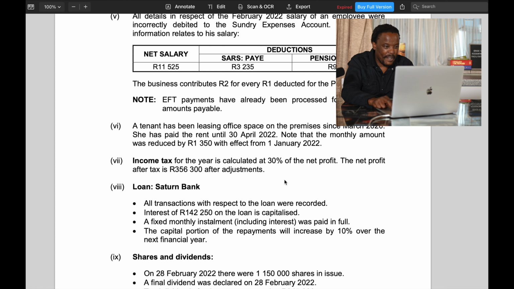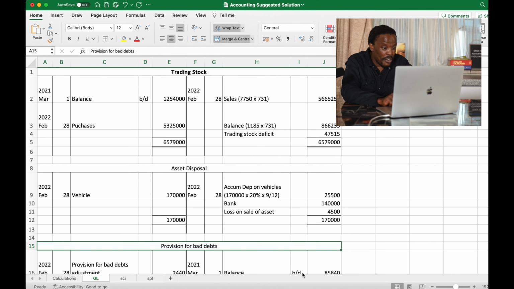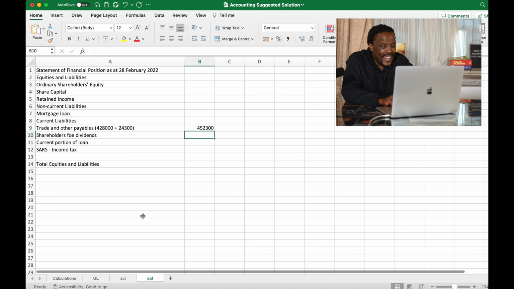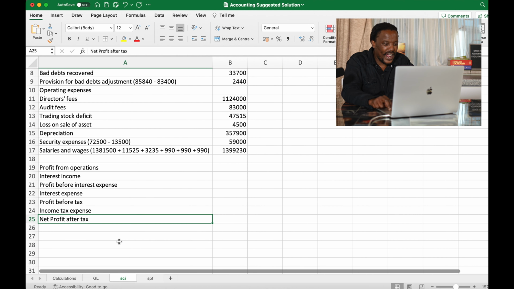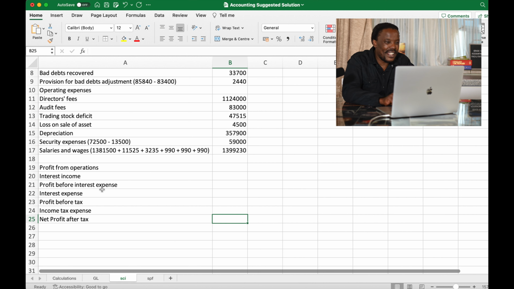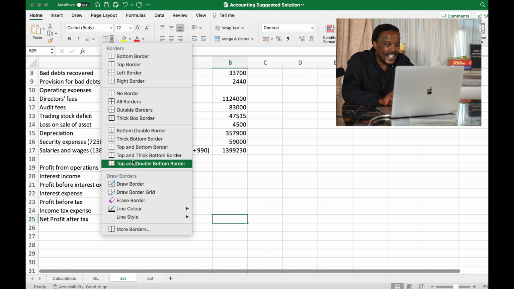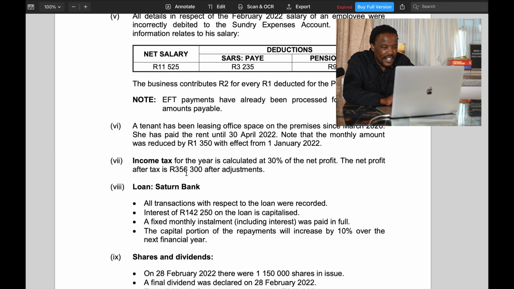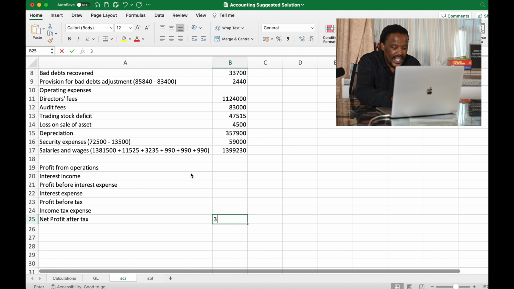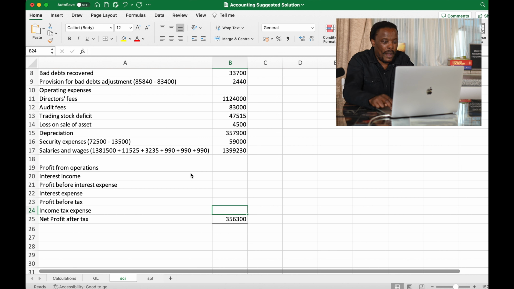Now, let's look at income tax for the year is calculated at 30%. You know your format. Look into your format, because you already did your format. And usually they will give you the format on the answer sheet. They will just want you to add here and there the amount. Statement of comprehensive income. You are given what we call net profit after tax. It's what you always calculate, but in this case it's given as 356,300. It's a given amount.